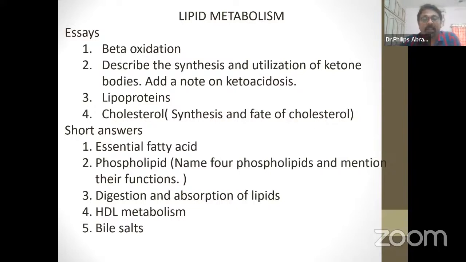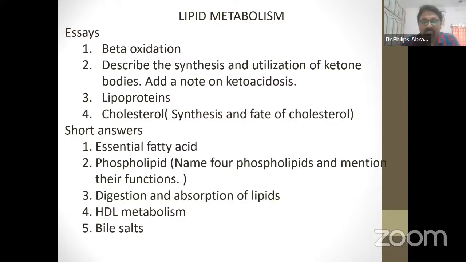Like we studied in digestion and absorption of carbohydrate, the same way, digestion and absorption of lipid is another question. So in here also, just say what happens in the mouth, what happens in the stomach, what happens in the intestine, and how it is absorbed. Don't forget to say about our micelle formations and also, when you say about the digestion, write about the emulsification.